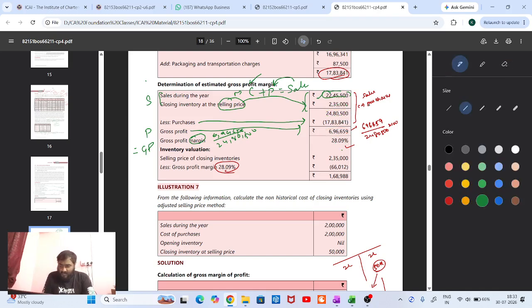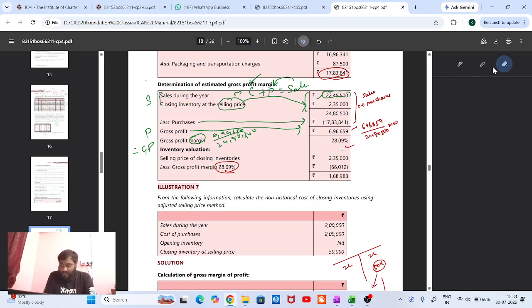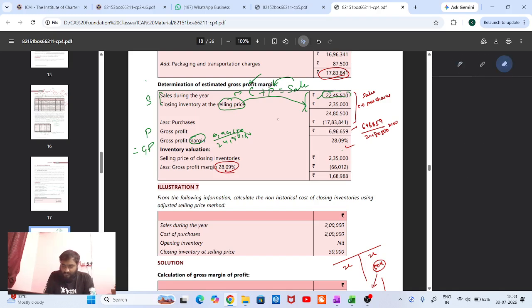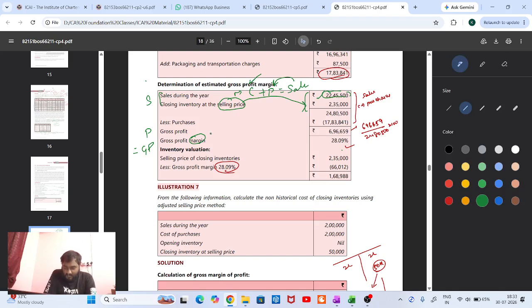So how do you calculate gross profit margin? Why are we calculating this? I'll tell you later. Gross profit margin is calculated as gross profit divided by sale into 100. Gross profit is sale minus purchase, including inventory. Sale is this value. We are calculating gross profit margin.